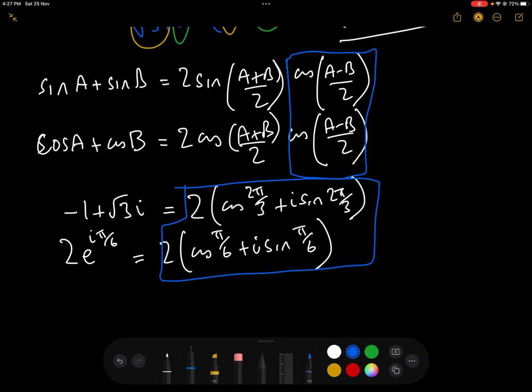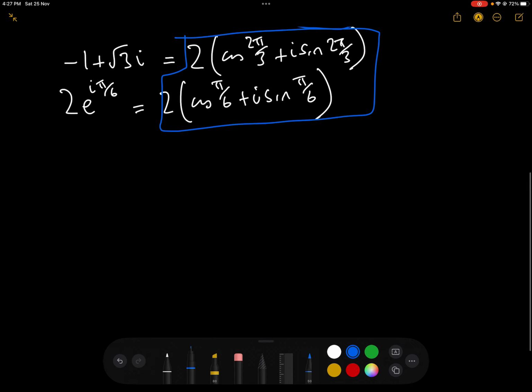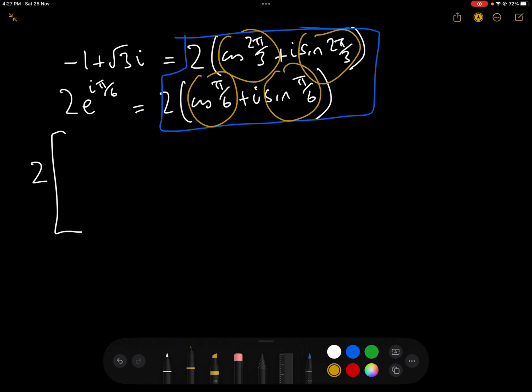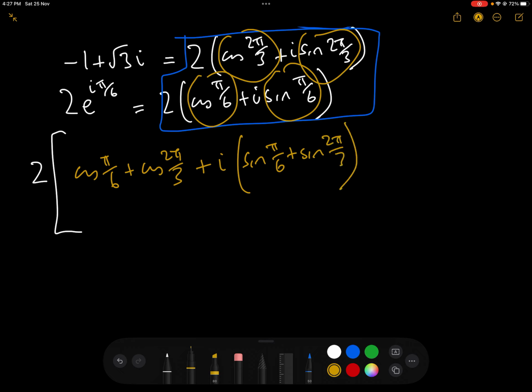So we now have both of our complex numbers in polar form, and so we can add them. So let's add the reals. We can take 2 out as a factor, and let's put the reals together and the imaginaries together. So we have 2 times cos of pi over 6 plus cos of 2 pi over 3, plus i times sine of pi over 6 add sine of 2 pi over 3.